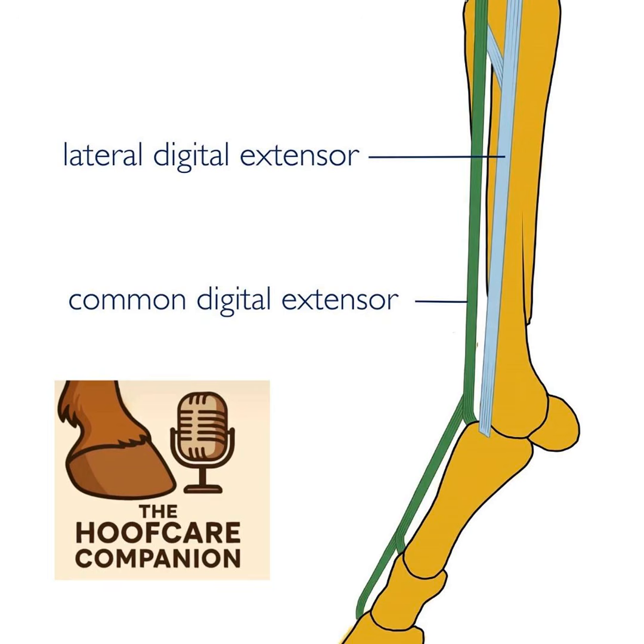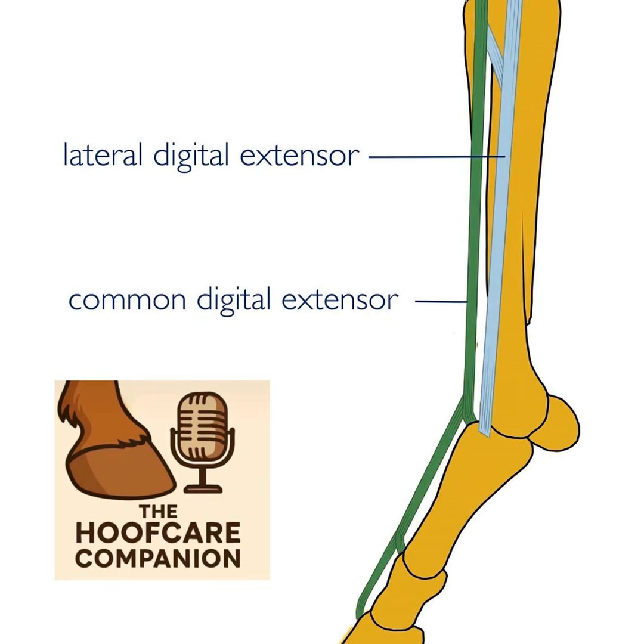The common and lateral digital extensor tendons of the forelimb and the long and lateral digital extensor tendons of the hind limb originate from muscles located proximally, travel along the dorsal aspect of the limb and insert on the extensor process of the distal phalanx. Although less commonly injured than the flexor tendons, their function is critical for efficient movement, making a sound understanding of their anatomy important for both farriers and veterinarians.